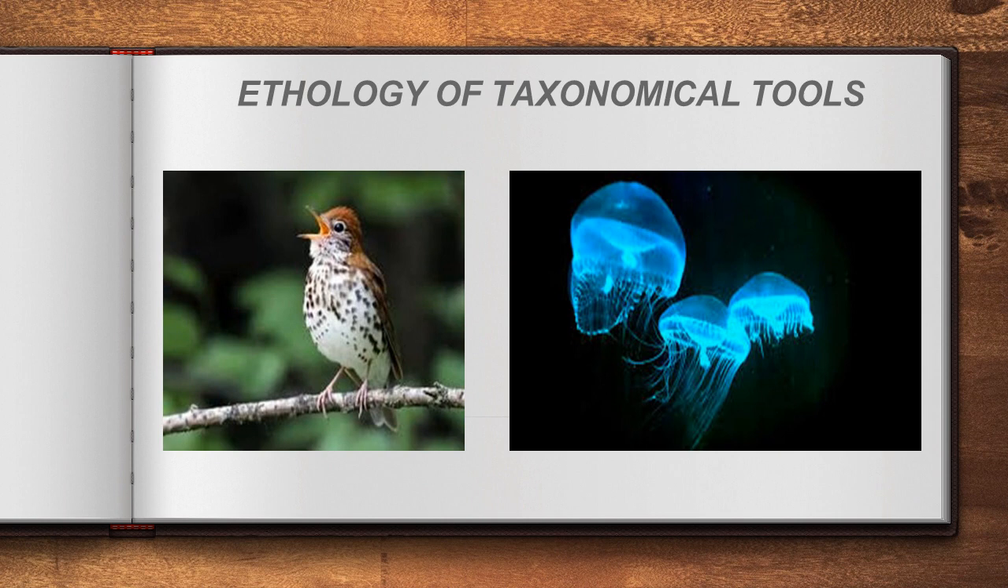Next one is ethology as a taxonomical tool. Ethology means organisms are analyzed as per the behavior of these animals. For example, the behavior of birds, the sound of birds, or bioluminescence of animals. Bioluminescence means light is emitted from the animal's body. With these characters or behaviors, we can analyze and understand these organisms, right?